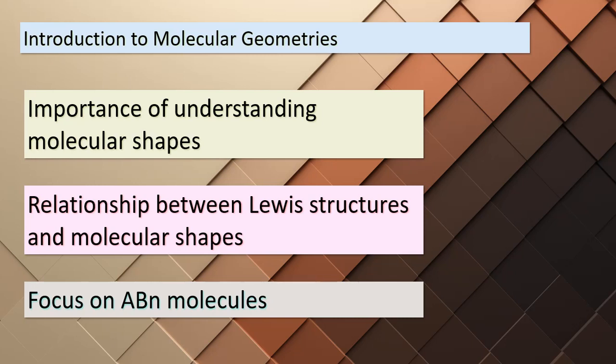For instance, let's consider the Lewis structure of carbon tetrachloride, CCl4. We can see the 4 chlorine atoms bonded to a central carbon atom. However, this structure doesn't give us insights into the spatial arrangement of these atoms. Let's proceed to unravel the mysteries of molecular geometries.